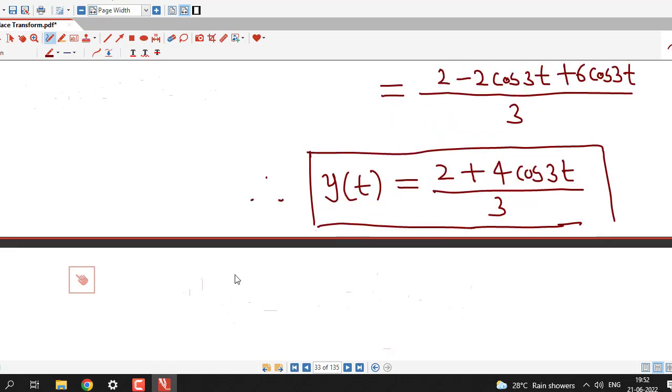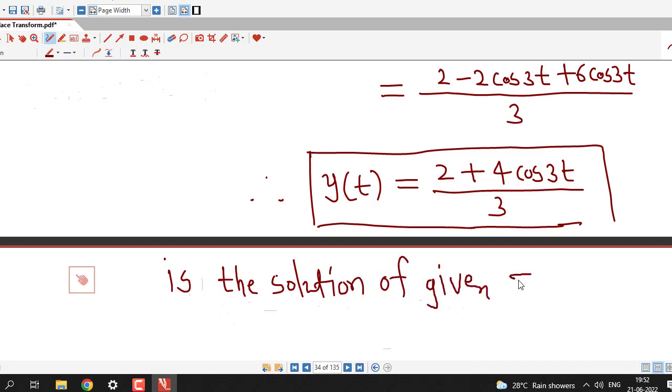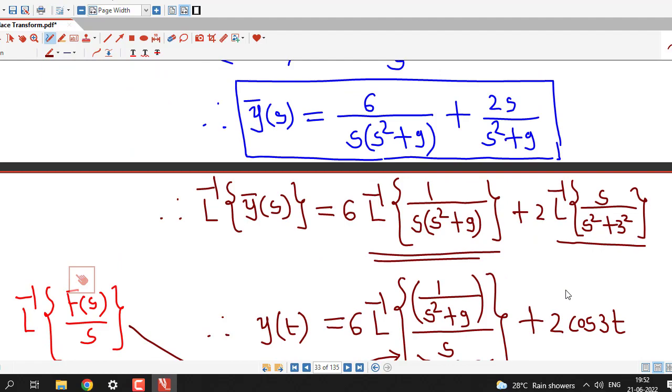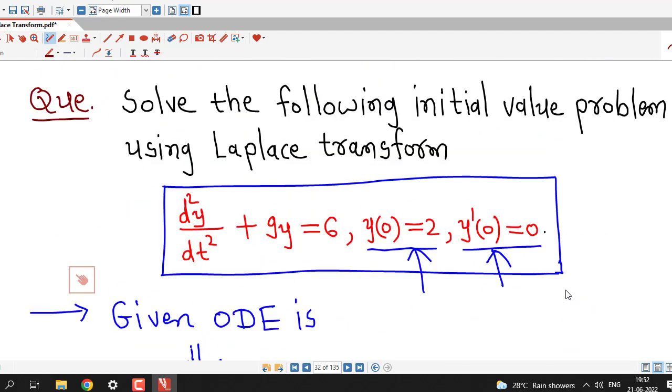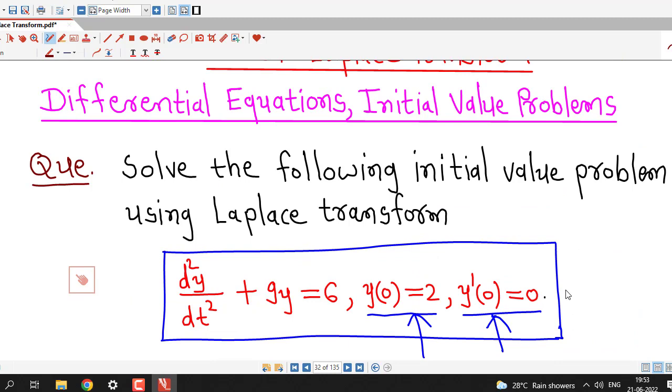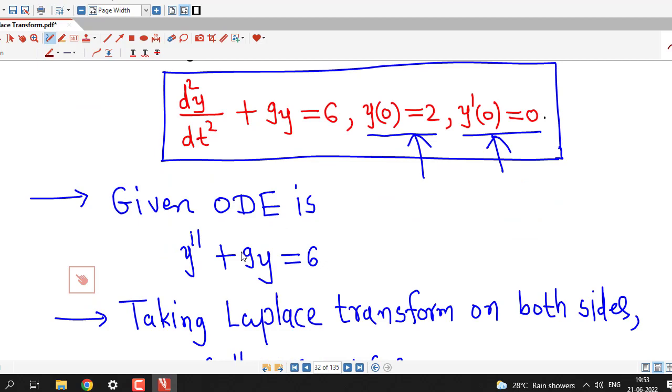or we can write that therefore y of t equal to this is the solution of given initial value problem. In this way we can solve this type of initial value problems using Laplace transform also, and this we can solve using the methods which we have discussed in the chapter of differential equations. But here it is specified that you have to solve this initial value problem using Laplace transform, so you must solve this problem by Laplace transform only.